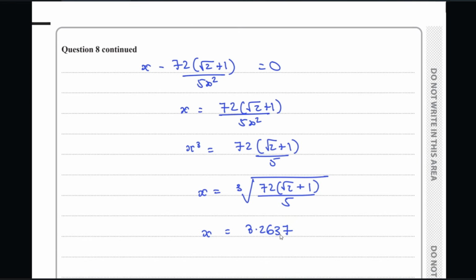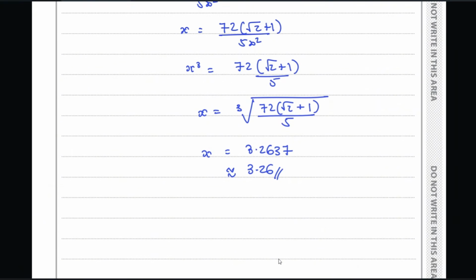3.2637. Okay, so we can round this to 3 significant figures. That means this is the first significant, second significant, third significant. We need to show up until this value. And the next value is less than 5, so we don't need to round this one up. So it's just going to be 3.26. That's the value of x where the minimum value of surface area happens. But we need to prove that it is going to be a minimum value of s.